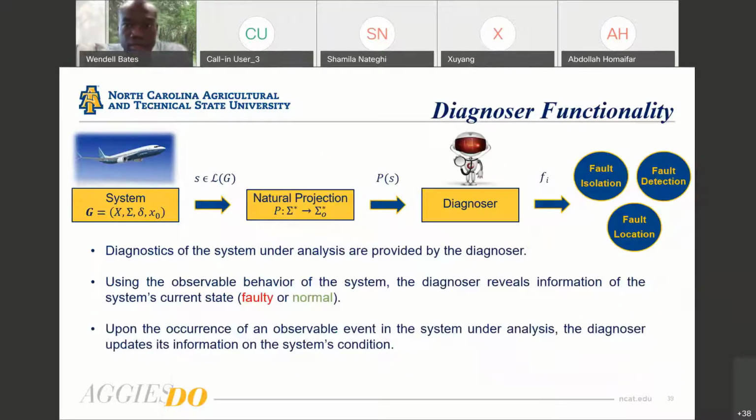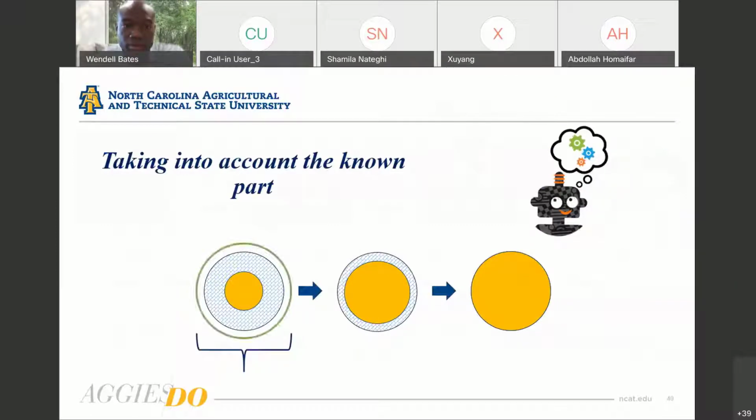And so the functionality of the diagnoser is to provide diagnostics of the system under analysis. Using the observable behavior of the system, the diagnoser is able to reveal information about the system's current state, whether we're faulty or normal. And then upon the occurrence of an observable event in the system under analysis, the diagnoser will update the information on the system's condition.